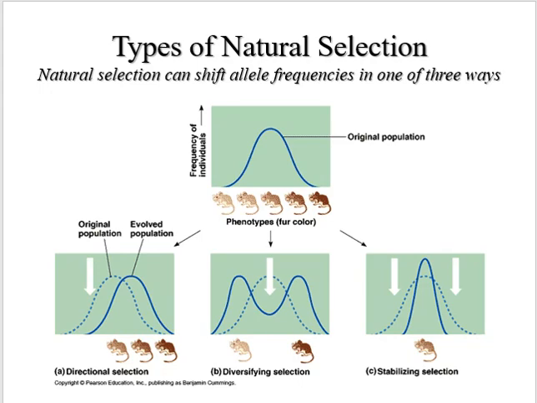With natural selection, there's kind of three different ways in which it can operate. When I say operate, I'm referring to how it can shift allele frequencies in one way or the other over evolutionary time. So it can do that in one of three ways. Those ways are directional selection, diversifying selection, and stabilizing selection.